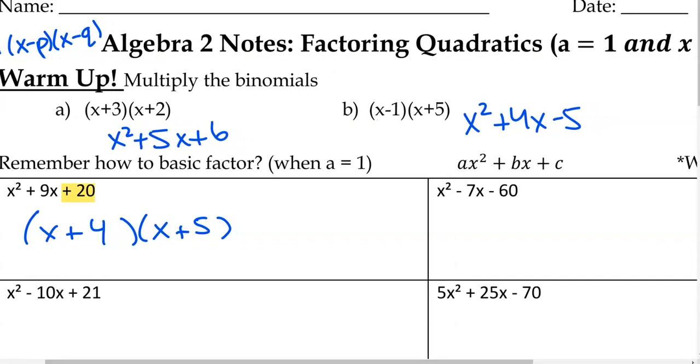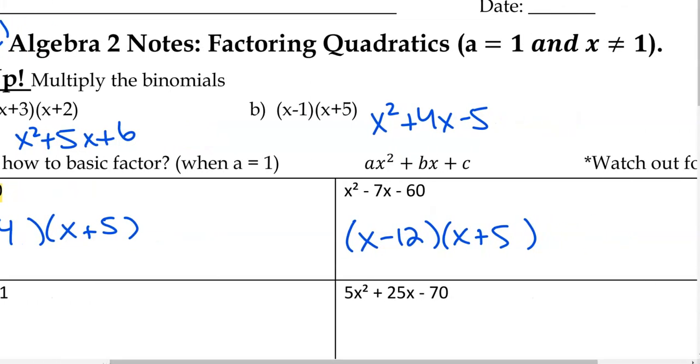All right, over here. X squared minus 7x minus 60. So this time we are adding to get negative 7, but we're multiplying to get negative 60. Yes, Jordan. Negative 12, positive 5.